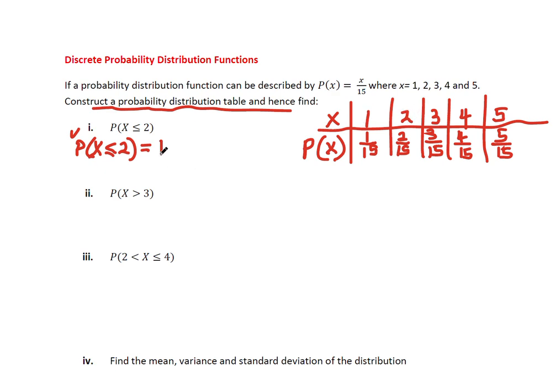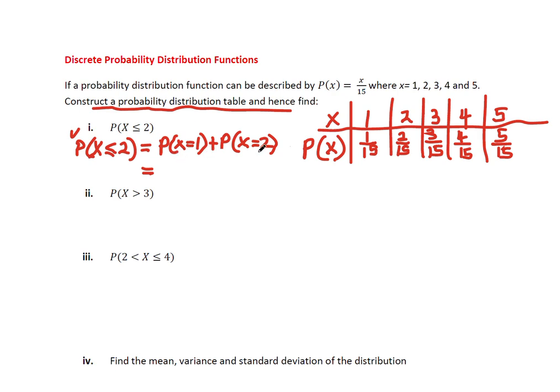So basically what we're going to do here is add the probability that x is equal to 1 to the probability that x is equal to 2. So the probability that x equals 1 plus the probability that x equals 2 will give us our answer, because here we're just asked for the probability that x is less than or equal to 2. And the values of x here which are less than or equal to 2, in other words 2 or less, would be 1 and 2.